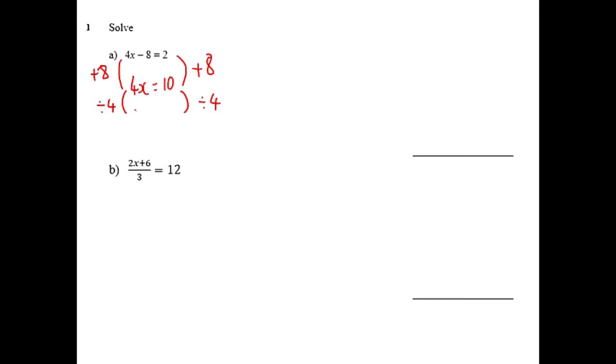So on this side, 4x divided by 4 is just x, and on this side we've got 10 divided by 4. Now remember, on this paper it's a calculator paper, so you can use the calculator to get 10 divided by 4, which is 2.5. So the answer to this question, x equals 2.5.